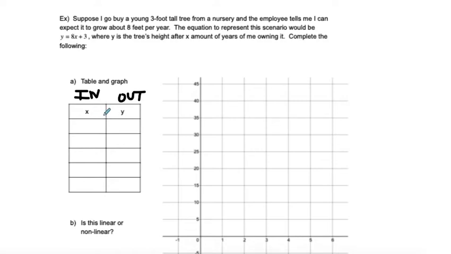So I think the smallest one I can start with is 0. I can own 0 years. I can have this tree for 0 years, right? And in this case, 0 years of me owning the tree would be like when I just bought this tree.